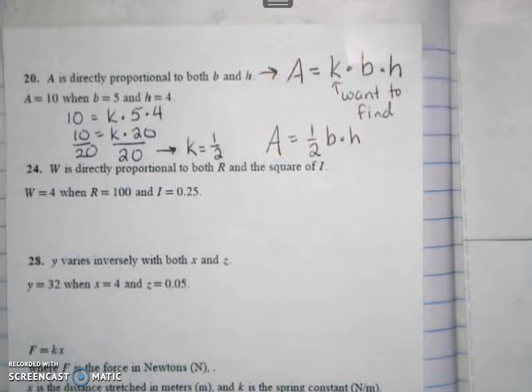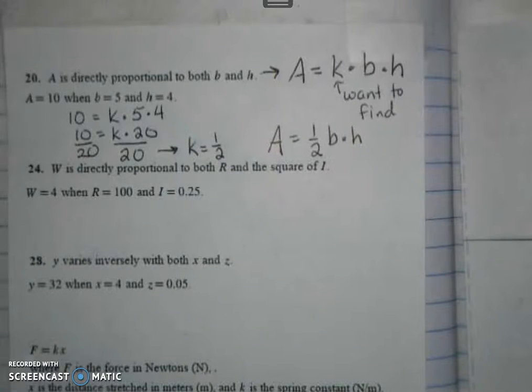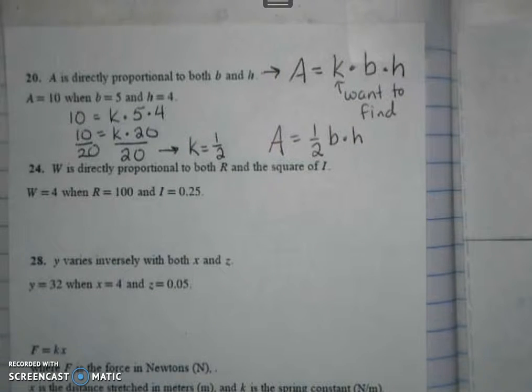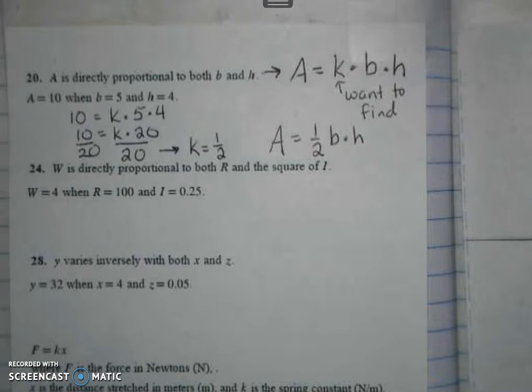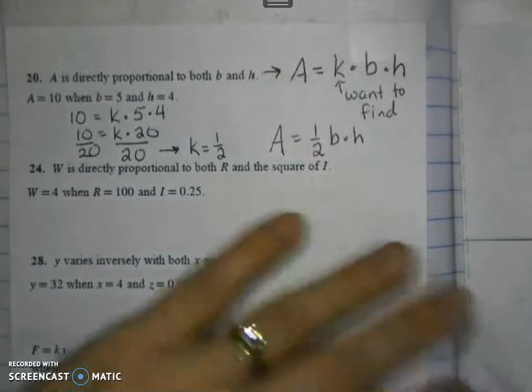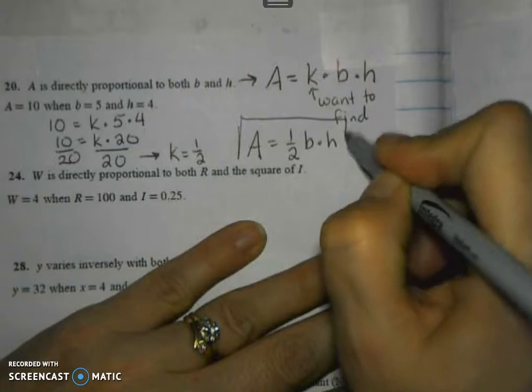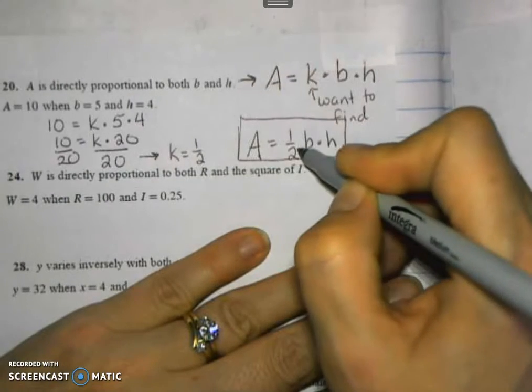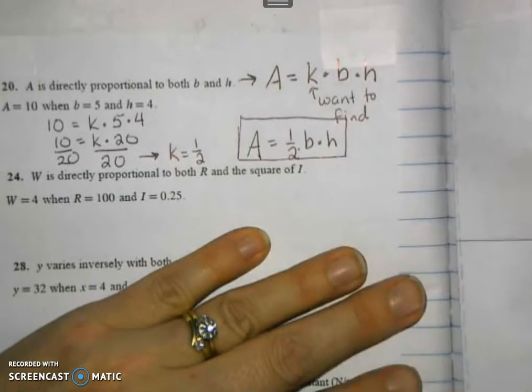Do you guys remember what formula that is? Triangle area. Who'd have thought that the formula of a triangle was a direct variation problem? I never thought of it that way, but it is. The base and the height always have to be multiplied by a constant 1/2 to find the area. Okay, cool.